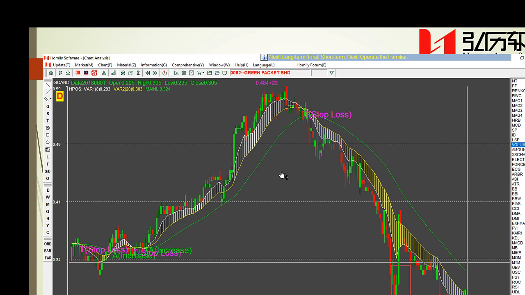Here we should know, mostly, it means the price can get support from the green line. So if we see a candlestick like this, we can still hold.